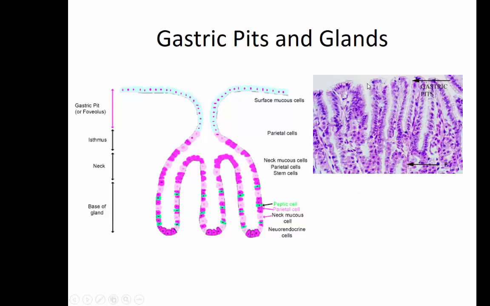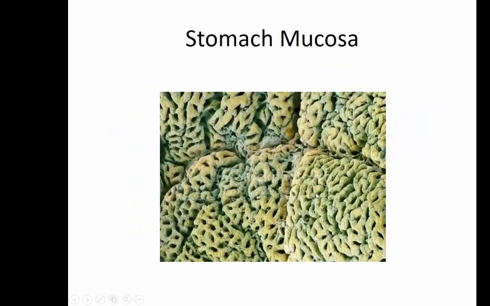So if you see something here, an arrow at the surface, we call it a pit. If we're looking down deep into the pit, we call it a gland. So all of these would be glands. And up here at the surface would be a pit. And like I said, these are all mucus secreting cells. So looking back up at the surface, there's the pit, all these pits.